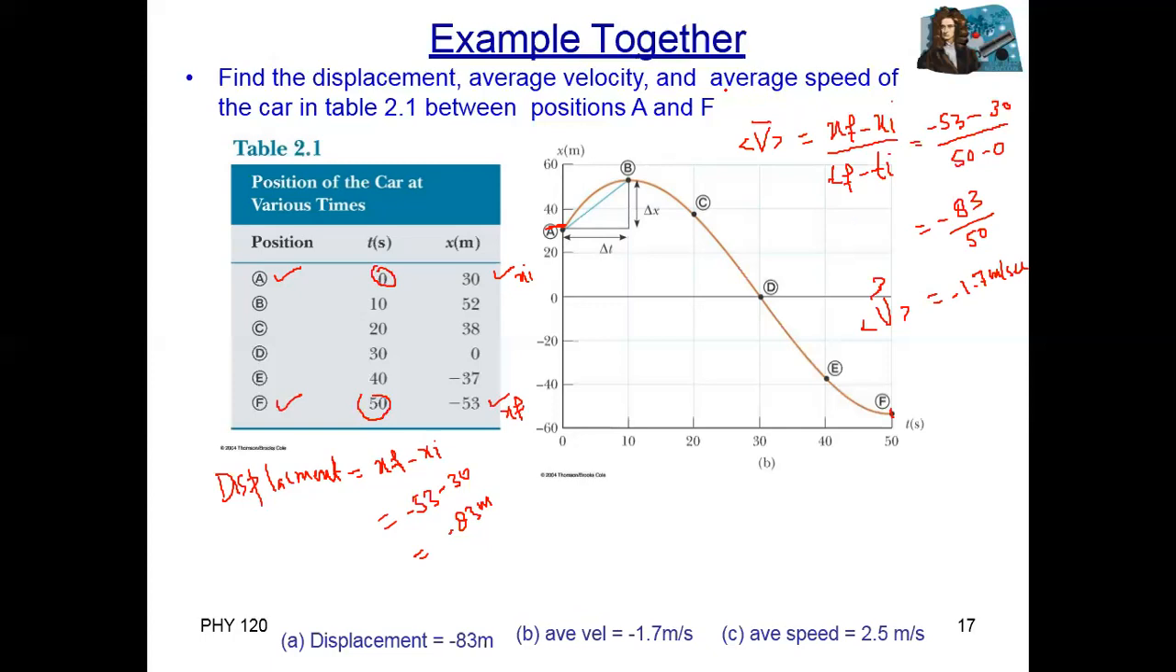What about average speed? Okay, average velocity is correct, because velocity depends upon final position and initial position. Our final position is minus 53, initial position is 30. So we have the formula xf minus xi divided by tf minus ti. Minus 1.7, this one is correct.